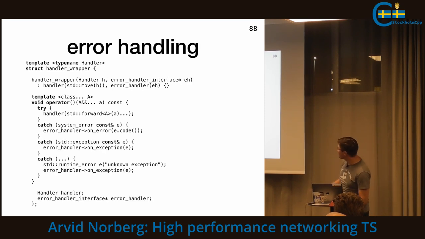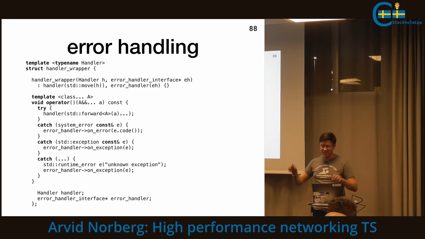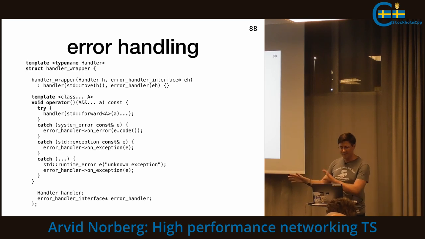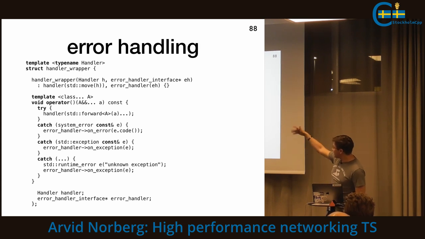OK, so there's one more thing. I'm adding an error handling interface. Let's suppose that we have some virtual base class, a polymorphic interface that knows how to handle errors. We take that and we store that also. And if there's an error, we call functions on it.